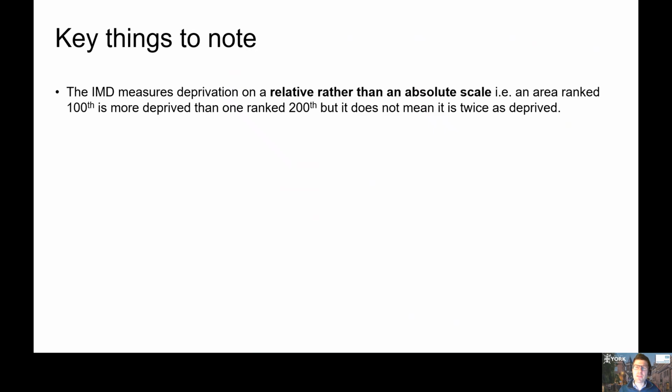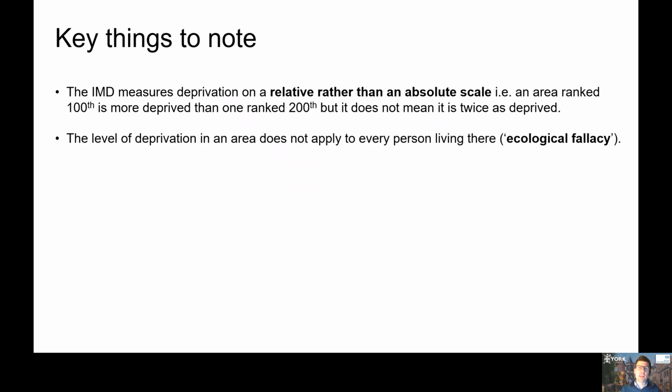The index measures deprivation on a relative rather than absolute scale. So an area that's ranked 100th is more deprived than one that's ranked 200th, but it doesn't mean it's twice as deprived. The level of deprivation in an area doesn't apply to every person that lives in that small area. That's what epidemiologists call the ecological fallacy.